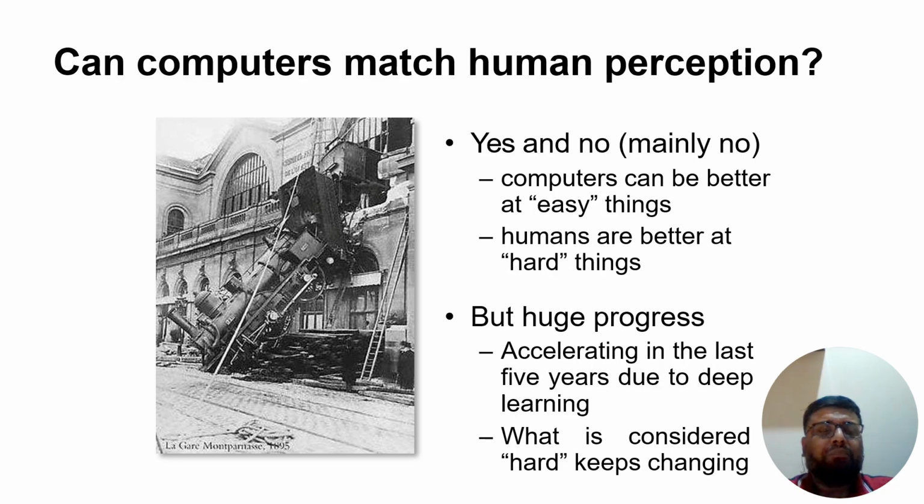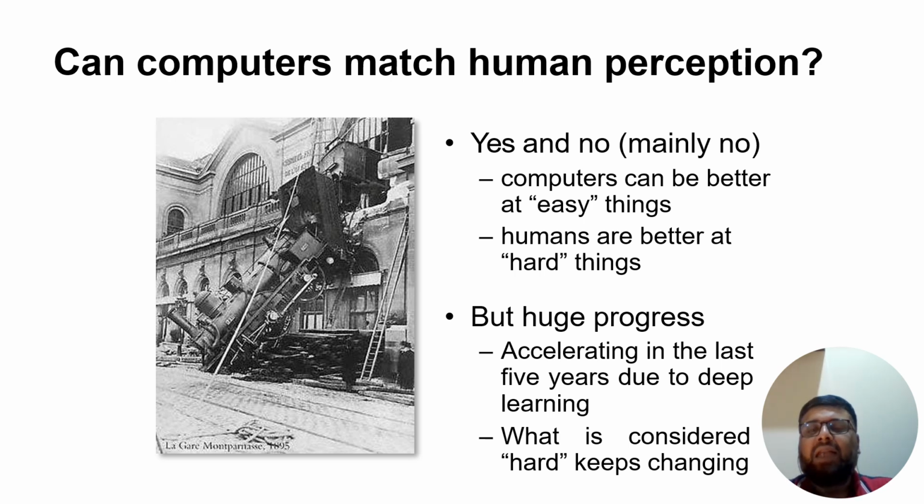So can computers match human perception? Yes or no? Mainly, no. Basically, computers can be better at easy things, and humans are better at hard things. What does this mean? For example, if a computer sees an image, it can easily identify the numbers, and these numbers can be represented by pixel values. But how humans handle hard images, we will discuss in the later slides.